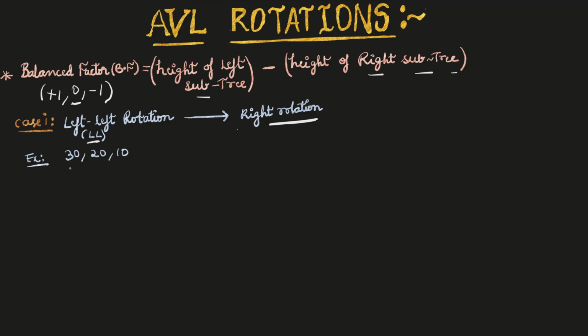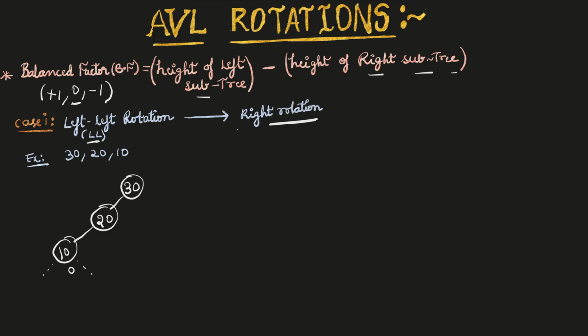Okay, the first element is 30, so it would be the root node. 20 would come at its left because it is smaller than 30, and 10 would come at the left side of 20 because it is smaller than 20. So now checking the balance factor, always check the balance factor from the leaf node and go up to the root node. So coming to the leaf node, it is 0. Always remember, every leaf node has a balance factor 0 because it is not having any kind of left subtree or any kind of right subtree.